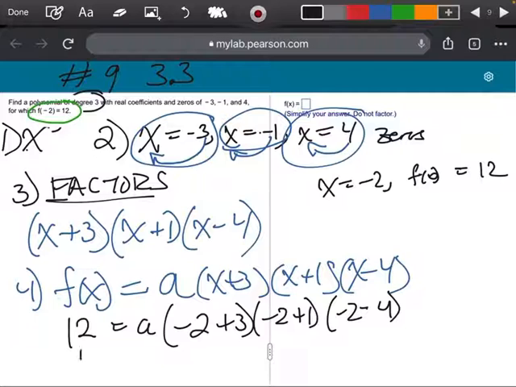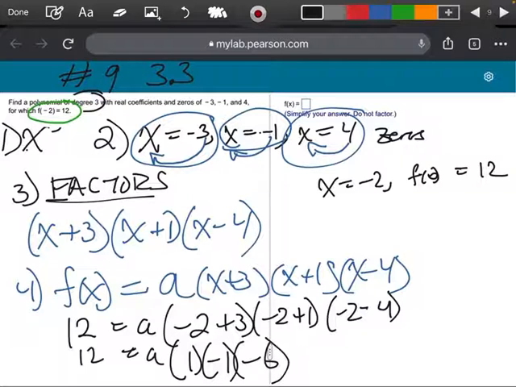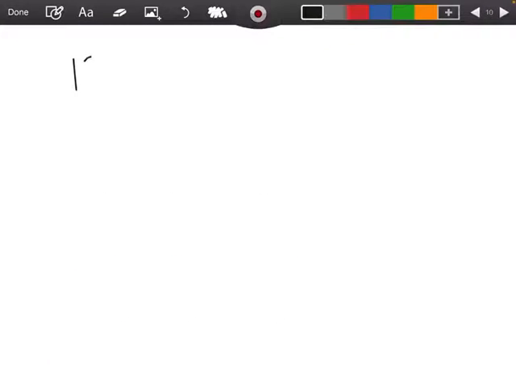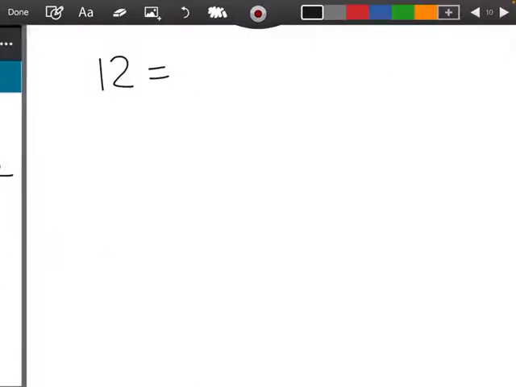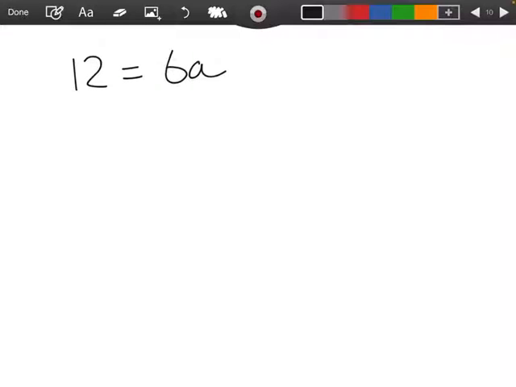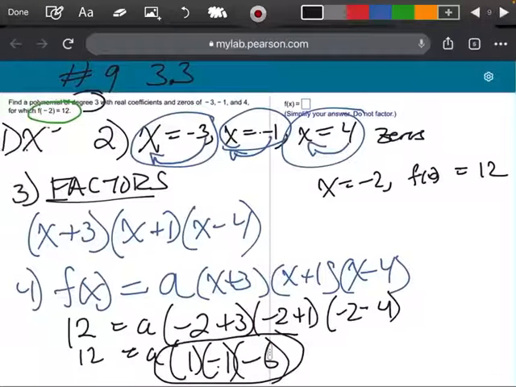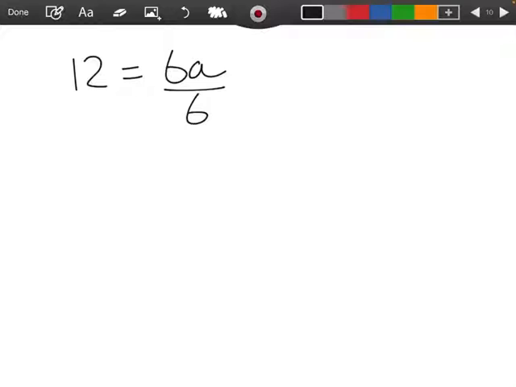Okay, so I have 12 equals a, let's see, -2 plus 3 is 1, -2 plus 1 is -1, -2 minus 4 is -6. Okay, I'm going to do this on the next slide because I am running out of room here. So now I have 12 equals, let's see, let's go back one more time. I'm going to multiply these numbers together. So 1 times -1 times -6 should be a +6. So 6 with an A. And then we can divide both sides by 6, right? And I'm coming up with A is equal to 2.